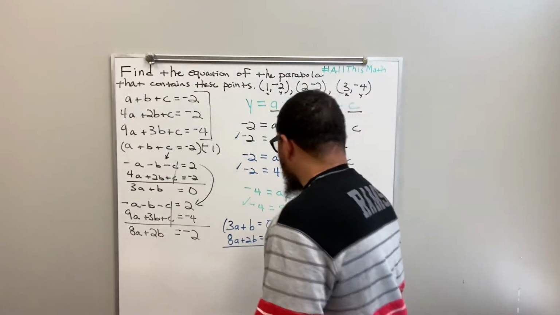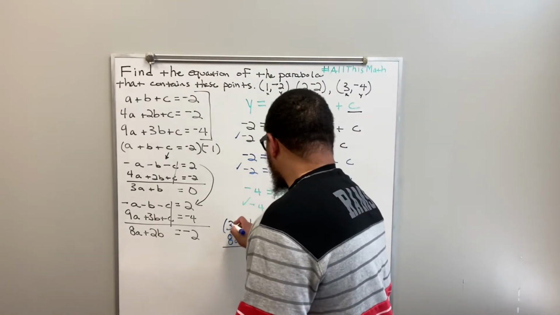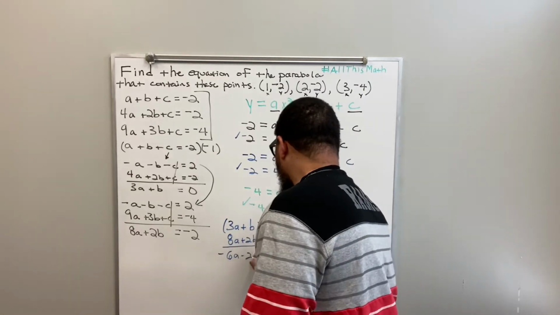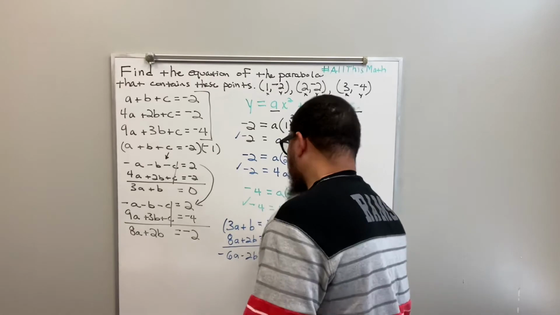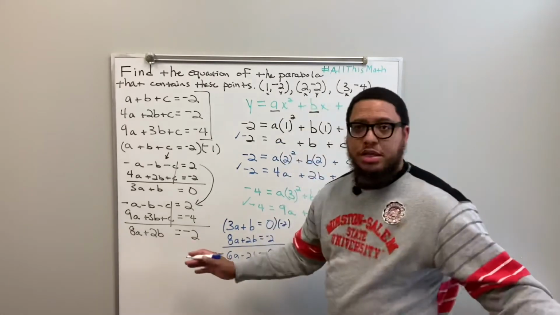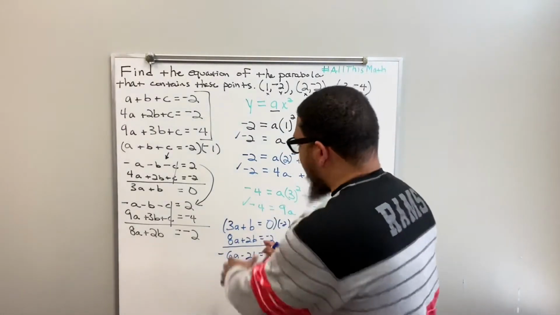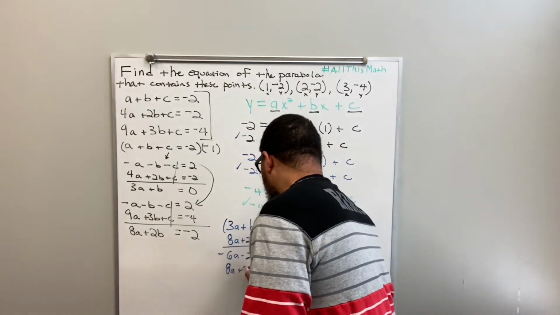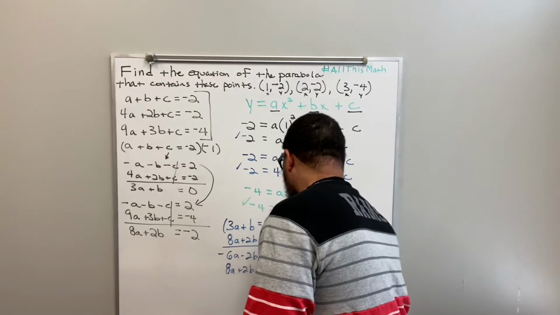All right. So now I got, let's see, 3 times negative 2, negative 6a. B times negative 2, negative 2b. 0 times negative 2, still 0. 0 times anything is 0. Don't ever forget that. The bottom equation stays the same. I got 8a plus 2b equals negative 2.